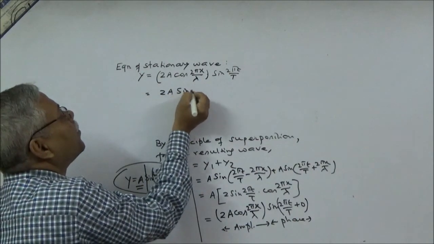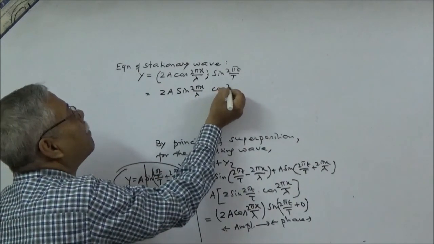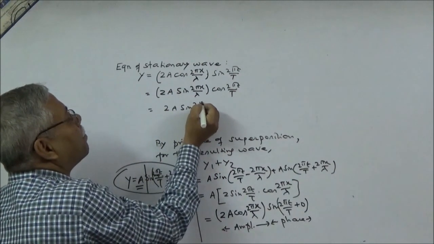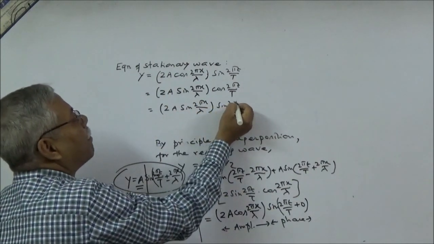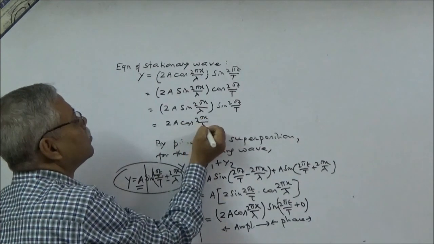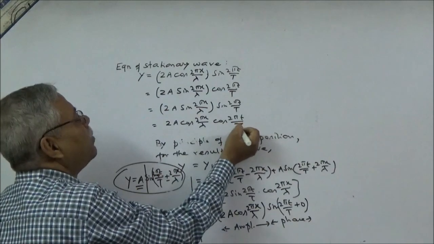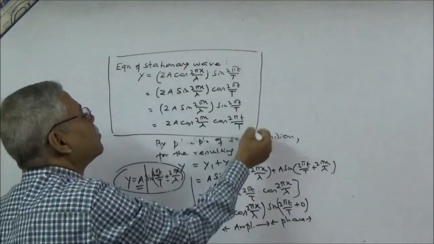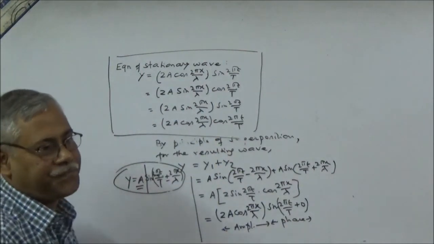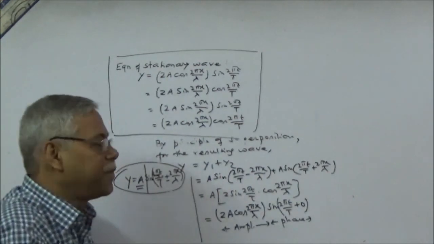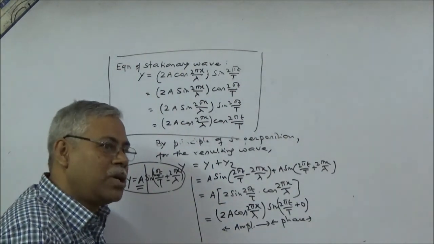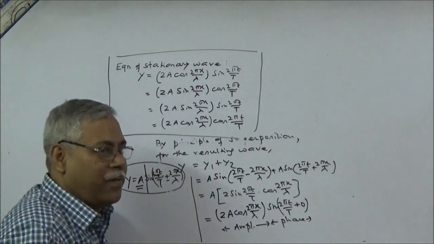2a sin 2 pi x by lambda cos 2 pi t by T. 2a sin 2 pi x by lambda sin 2 pi t by T. 2a cos 2 pi x by lambda cos 2 pi t by T. All are possible. Cos, sin, cos, sin, cos, all are possible, depending on the type of reflection. I will illustrate how all are possible. So all the equations are possible depending on the type of reflection.